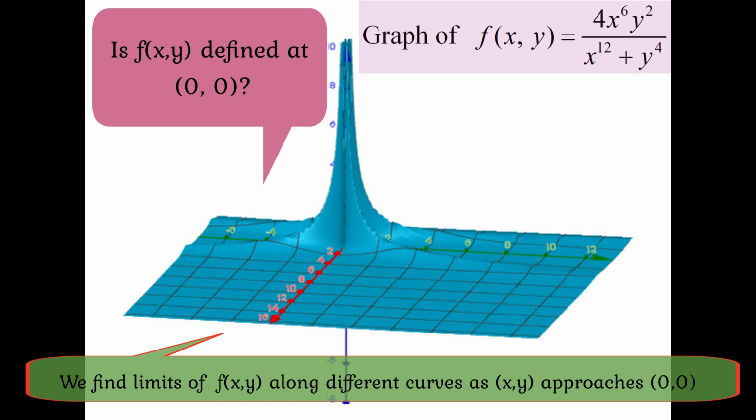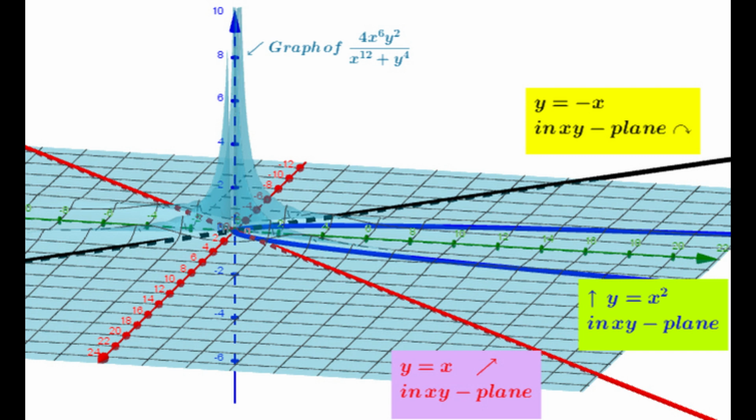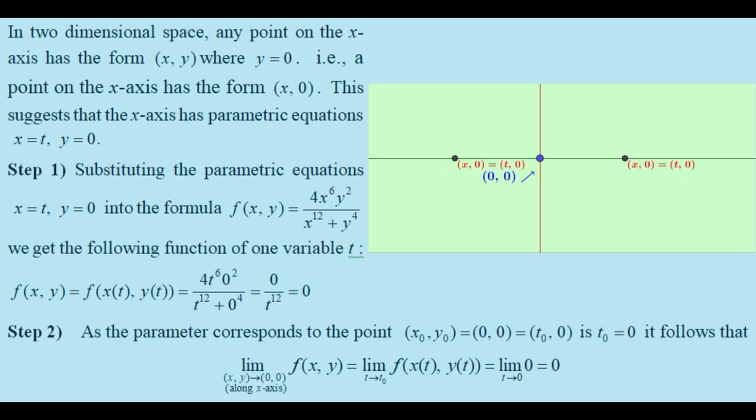As an example, we consider the function f of x, y equals 4x raised to 6 y squared all divided by x raised to 12 plus y raised to 4, and find the limit of f of x, y as (x, y) approaches (0, 0) along the curves: the x-axis, the y-axis, the line y equals x, the line y equals negative x, the parabola y equals x squared, and the curve y equals x cubed. Let's find the limits one by one.